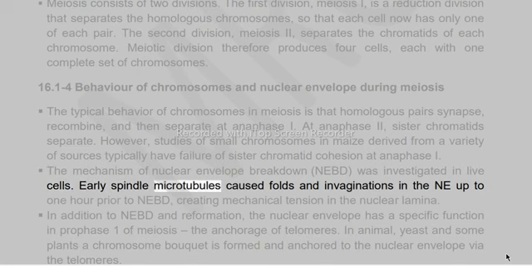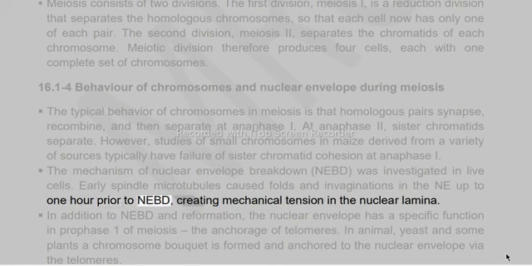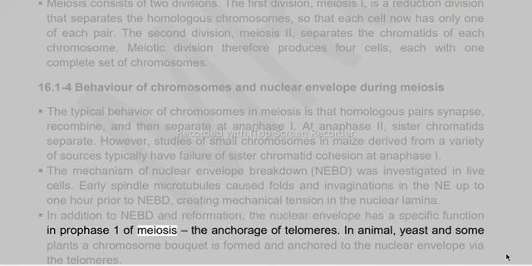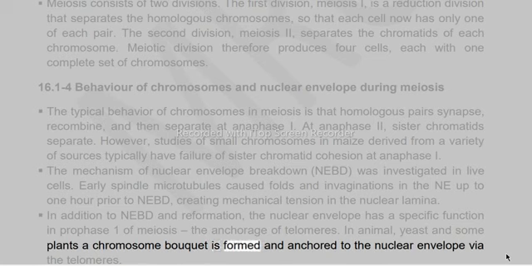Early spindle microtubules caused folds and invaginations in the NE up to 1 hour prior to NEBD, creating mechanical tension in the nuclear lamina. In addition to NEBD and reformation, the nuclear envelope has a specific function in prophase I of meiosis, the anchorage of telomeres. In animals, yeast, and some plants a chromosome bouquet is formed and anchored to the nuclear envelope via the telomeres.